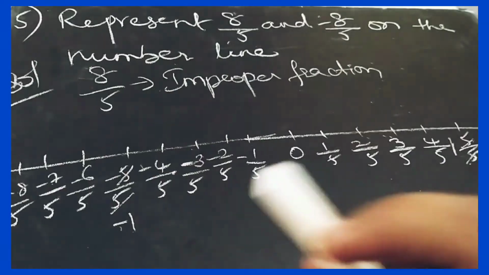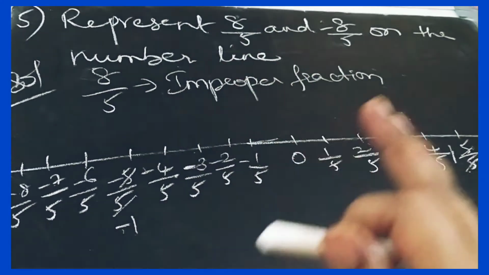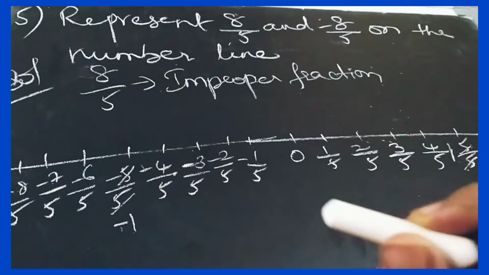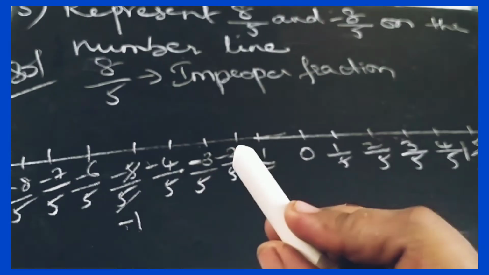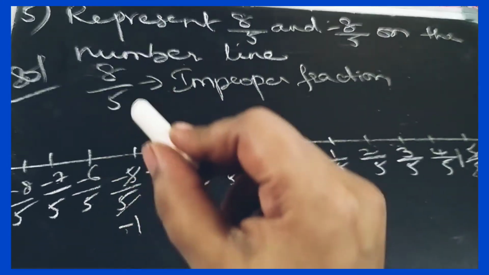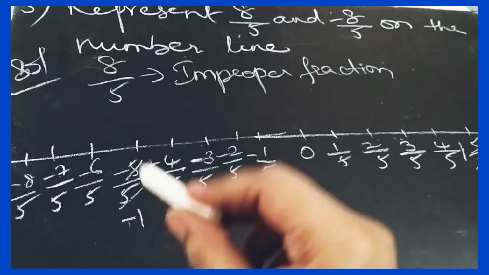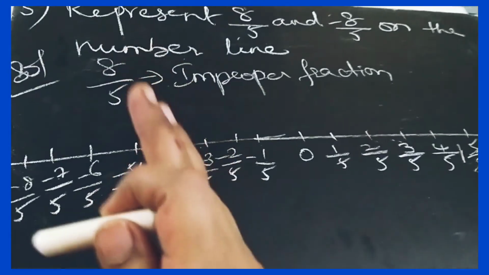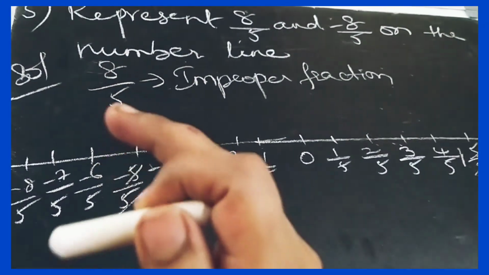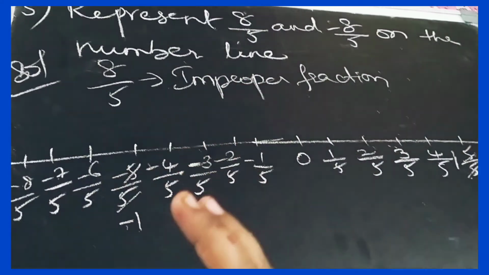Next one: represent 8 by 5 and minus 8 by 5 on the number line. For representing rational numbers on the number line, first you have to see whether the rational number is proper or improper. When you see 8 by 5, the denominator is lesser than the numerator, so it is an improper fraction. In a proper fraction, the denominator is greater than the numerator. Example is 1 by 2, 3 by 5, like this.